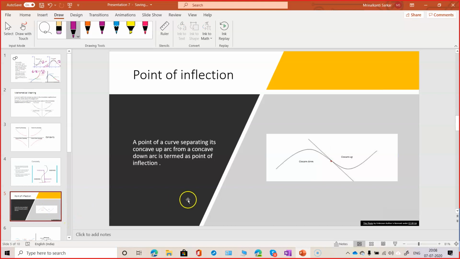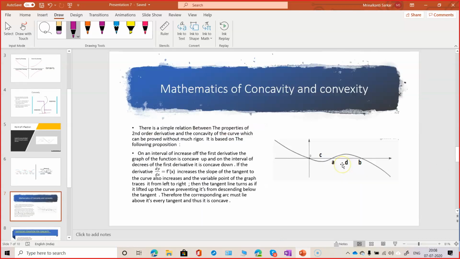This is another example I have shown here. Point of inflection. At the point of inflection, if you draw a tangent, at one side the curve lies above the tangent, at the other side it lies below. Where it lies below the tangent, it will be concave down. Where it lies above the tangent, it will be concave up. Okay? This is point of inflection.